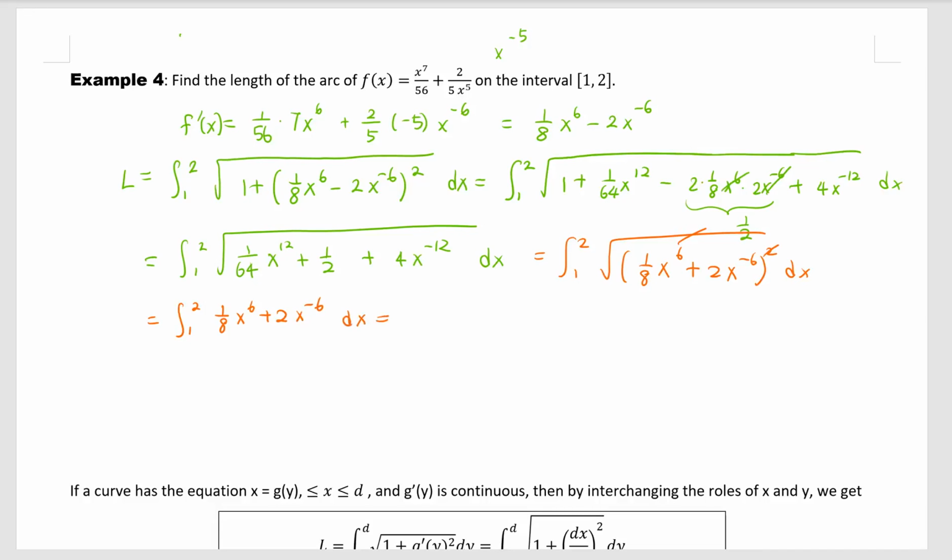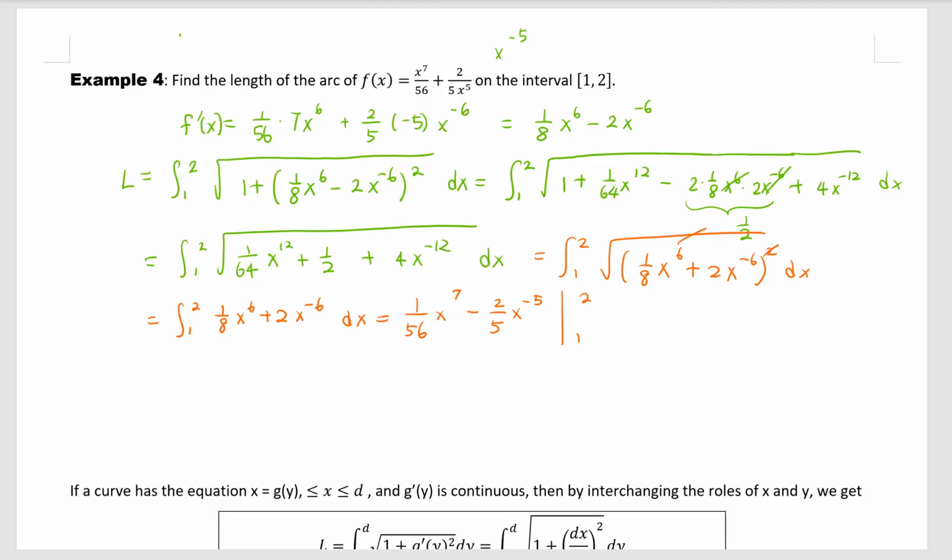Okay, what is the integral of that? We add 1 to the exponent, so x to the 7 divided by 7. Oh, so that gives us 56. And then add 1 to the exponent, x to the negative 5 divided by negative 5. We get 2 over 5. So far, so good, everybody. Alright, and then we're going to evaluate from 1 to 2.